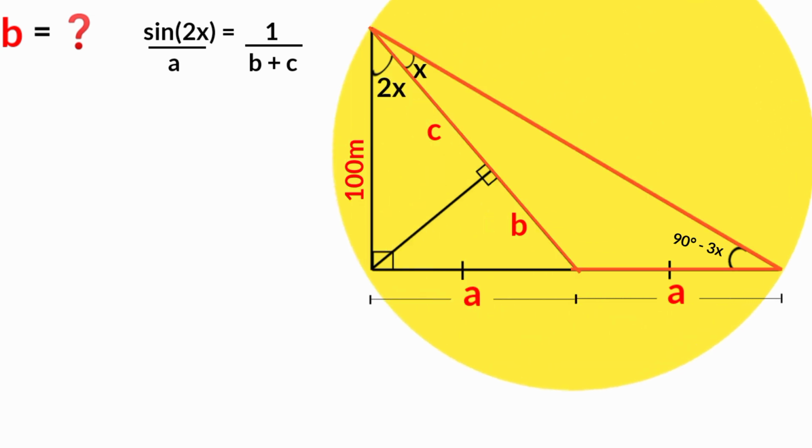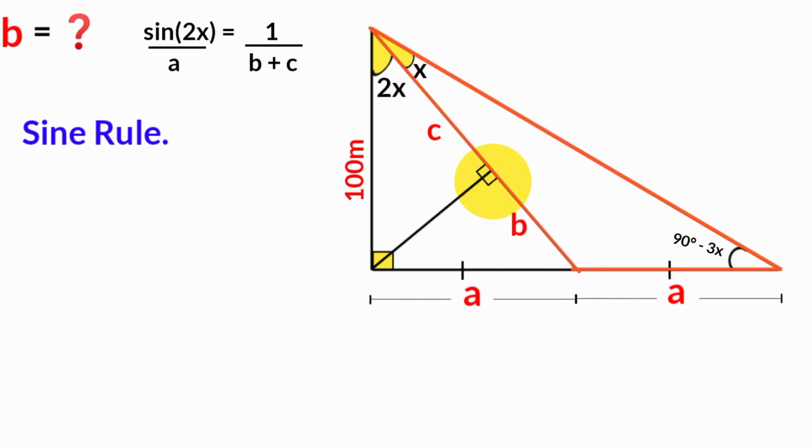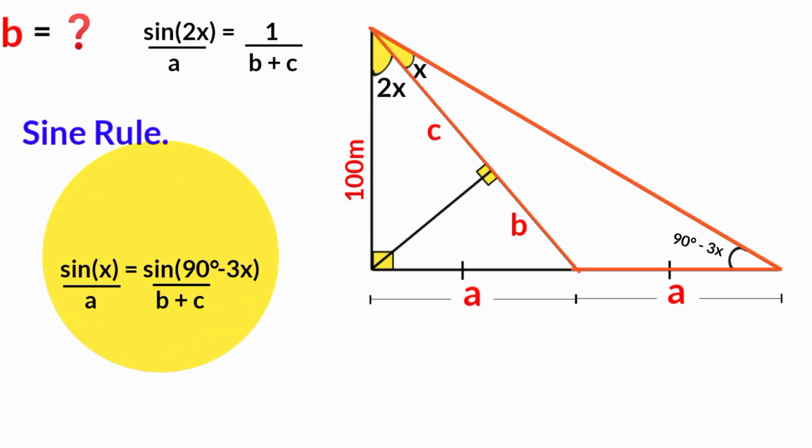Now focus on this overlapping triangle. Use the sine rule once again to relate this side and this. So by sine rule, the sine ratio of this x divided by this side A is equal to the sine ratio of this 90 degrees minus 3x divided by this side, which has its length to be the sum of this B and this C. So sine x over A equal to sine 90 degrees minus 3x over B plus C.